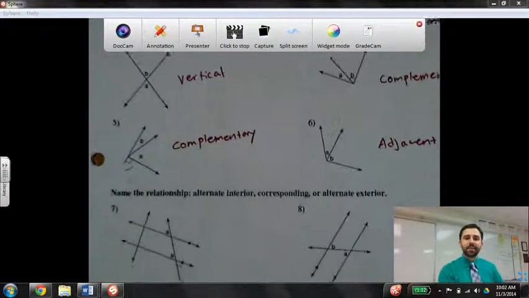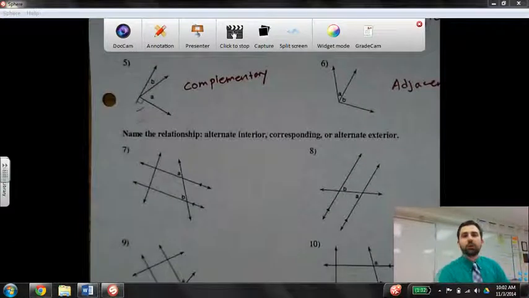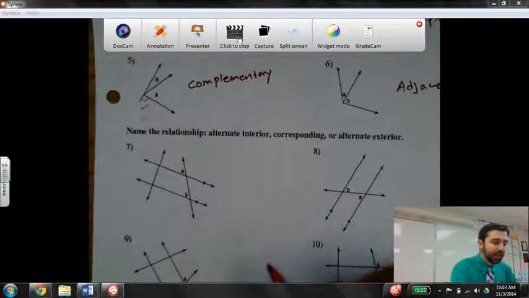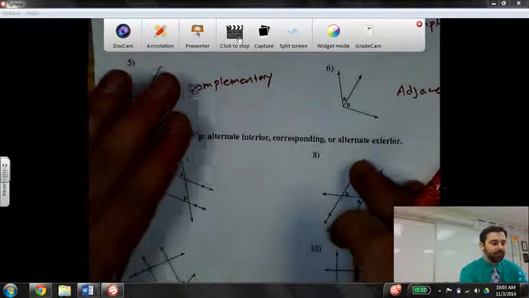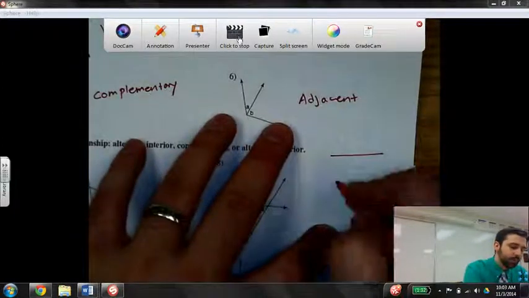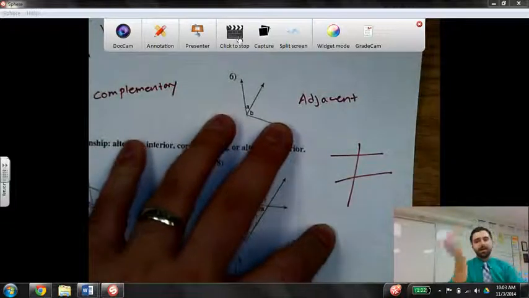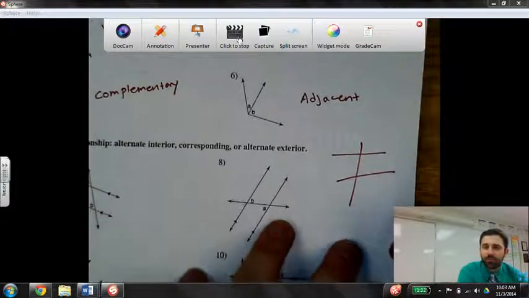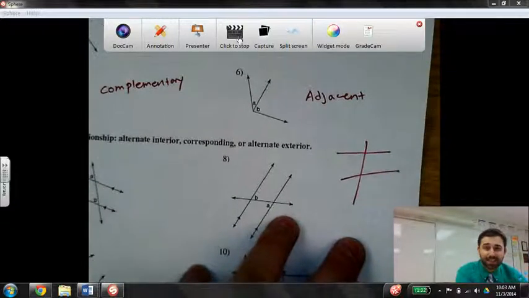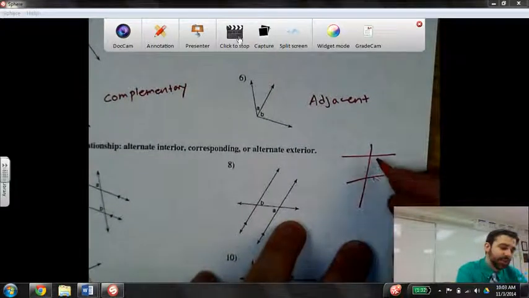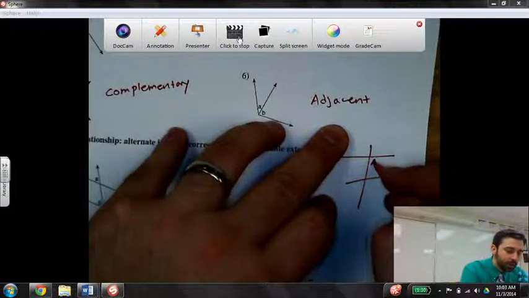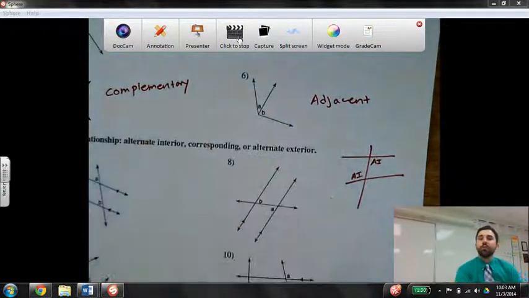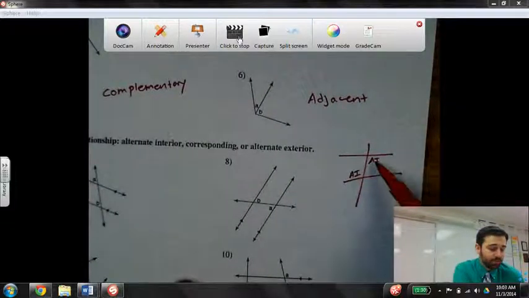Now the next set of angle relationships are what's called alternate interior, corresponding, and alternate exterior. Looking at these sets of lines here, let's first define them. Given two lines and a transversal, which just means a line that cuts them, for alternate interior, alternate means opposite, and interior means inside. Looking inside these two lines, which you can think of as forming a house, the alternate angles are on opposite sides, and one of the pairs of alternate interior angles is marked by AI.